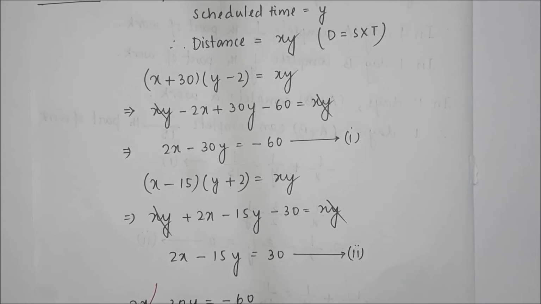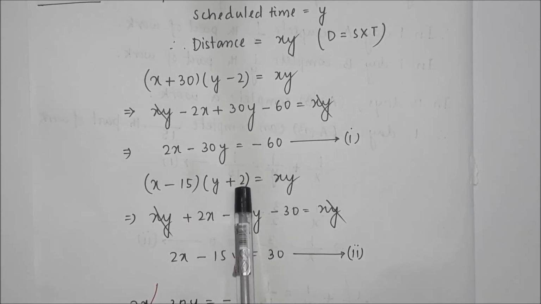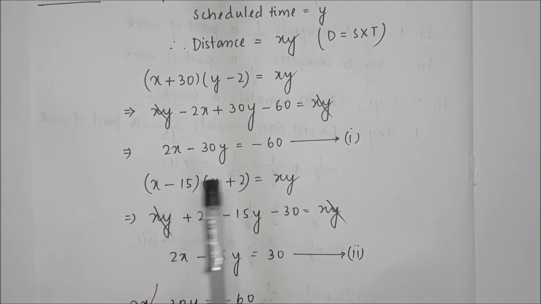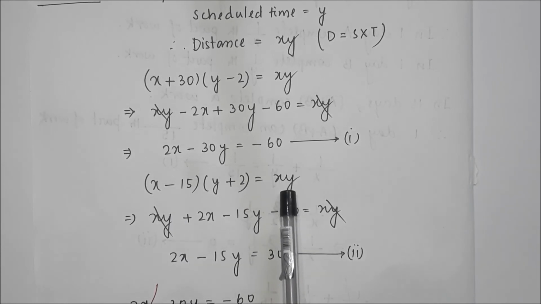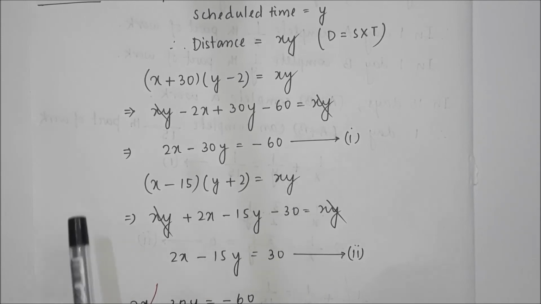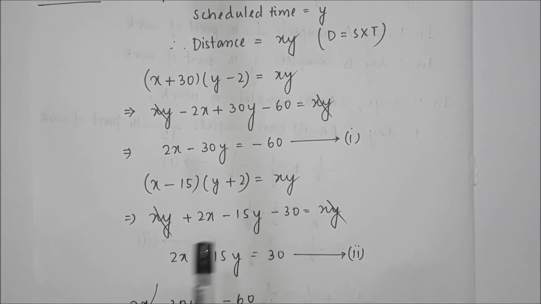Now the next condition is if the train were slower by 15 km per hour, that means speed in this case will be x minus 15. It would have taken 2 hours more, that means time will be y plus 2. Speed into time equals distance, and it remains the original distance, that is xy. Now if you multiply and simplify, you will get 2x minus 15y equals 30.